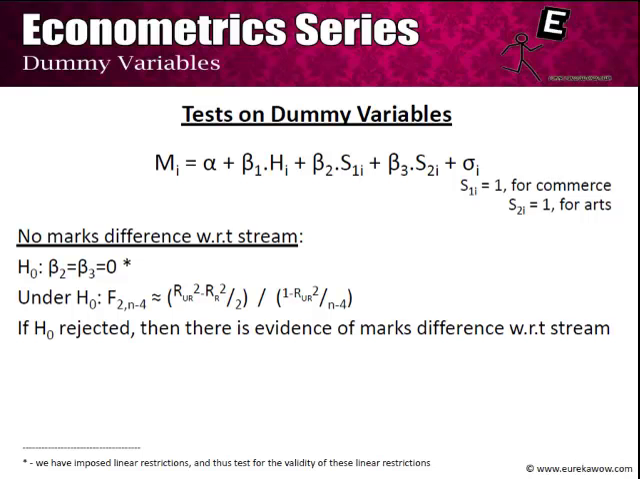So the basic idea that we are trying to show is that when there are more than two categories, then we have to use the simultaneous linear restrictions test.